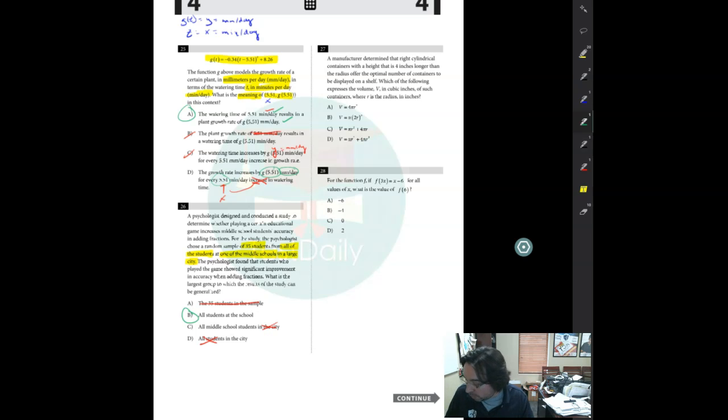Okay. Let's look at number 27. It says it's determined that a right cylindrical container with a height 4 inches longer than the radius offers the optimal number of containers to be displayed on a shelf. Which of the following expresses the volume in cubic inches of such containers, where r is the radius in inches?